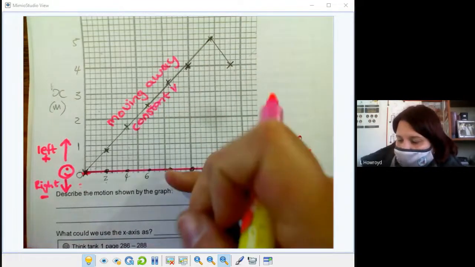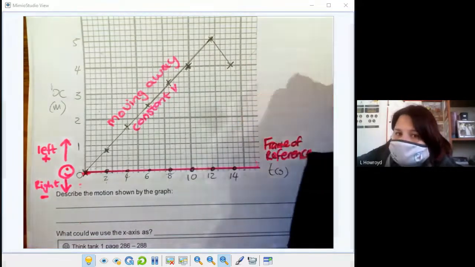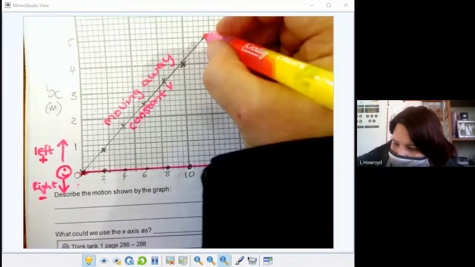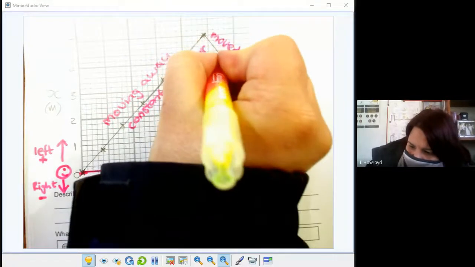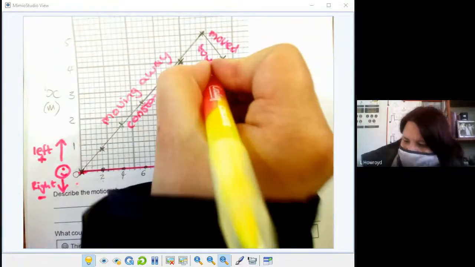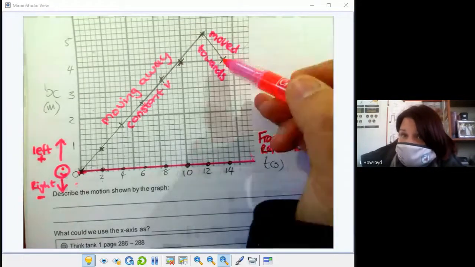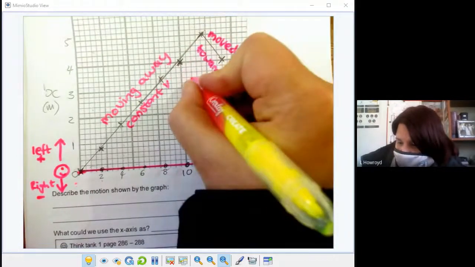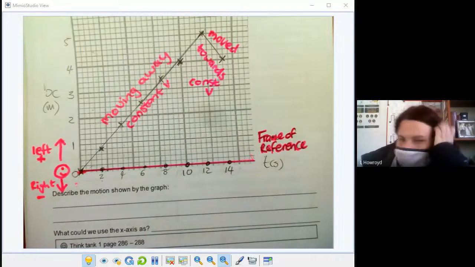Okay, so can you see how it has now got closer to your frame of reference? So it actually moved towards it. Okay. Tell me about the gradient. It's constant, but it's negative. Okay. The gradient is constant, so we have a constant velocity. Again, constant velocity. What does that negative mean?